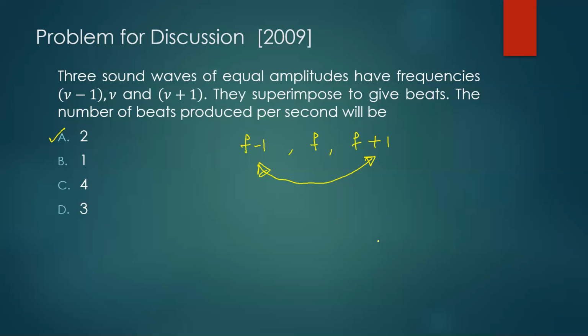So it's basically, if you know the time gap between two loudest notes. If the time gap between two loudest notes is 1 second, that means you have 1 beat per second, one hertz. If it is 0.5 seconds, that means in 1 second it is going to happen twice, so 2 beats per second. Okay, so that is what you'll have to understand.